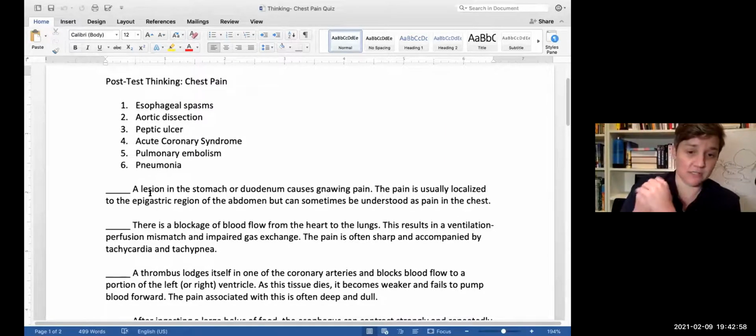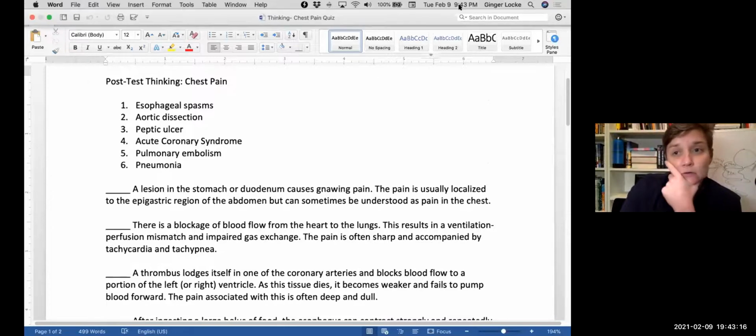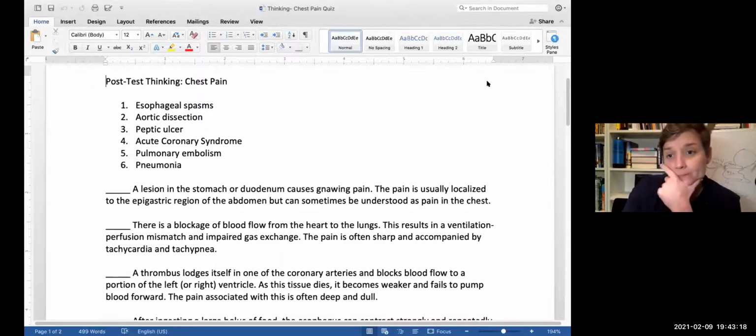A lesion in the stomach or duodenum causing gnawing pain. The pain is usually localized to the epigastric region of the abdomen, but can sometimes be understood as pain in the chest. All right, I don't think I really actually talked about this one. So the answer to that, let's see if anybody got it, is peptic ulcer. Good. Y'all got it without me even having to teach about it.